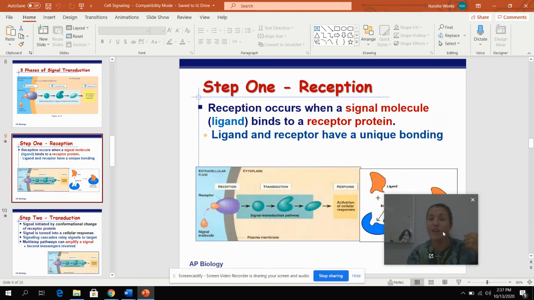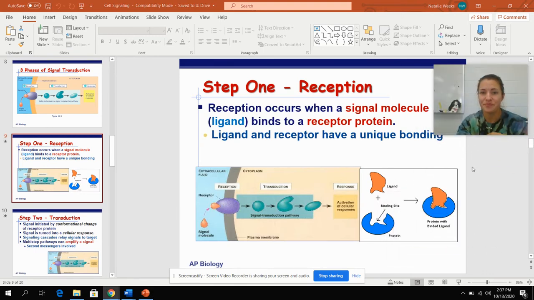So once again, reception. This is when we have a signal molecule called a ligand binding to a receptor protein. So the ligand and the receptor are going to have a very unique binding where they're very, very specific. If you don't have a receptor or if you don't have a ligand, you're not going to get binding.